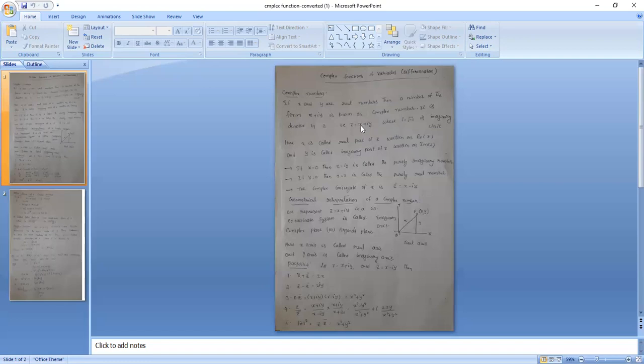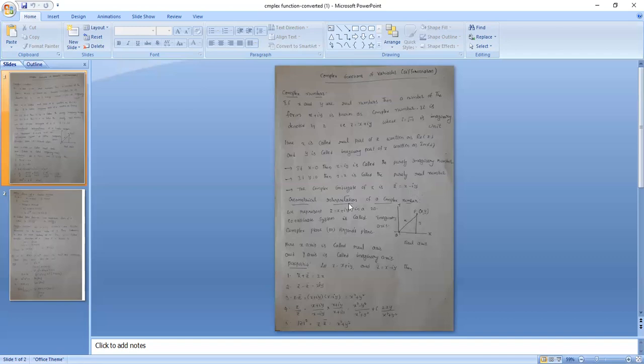Suppose x equal to 0, then z becomes iy. So that means there is no real part, so z is called a purely imaginary number. Suppose y equal to 0, then z equals x. z equal to x is called a purely real number. There is no imaginary value. The complex conjugate of z is represented as z bar, defined as x minus iy.